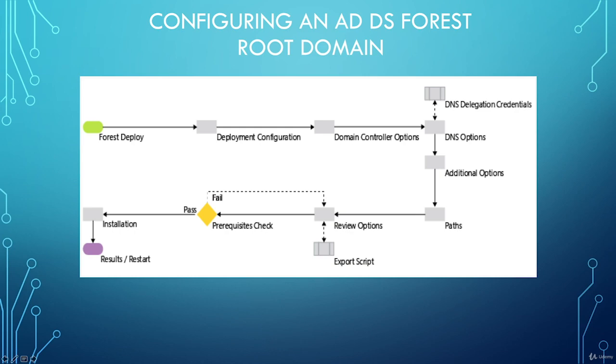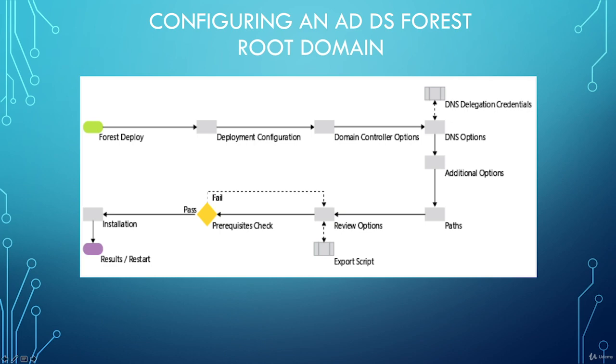To configure it, we're going to walk through a wizard, and one of the first screens we will see with that wizard will be the deployment configuration option. This is where we're going to choose to add a new forest. After that, we will be met with our domain controller options, and this is where we're going to decide what forest functional level to use, what domain functional level to use, and the like.